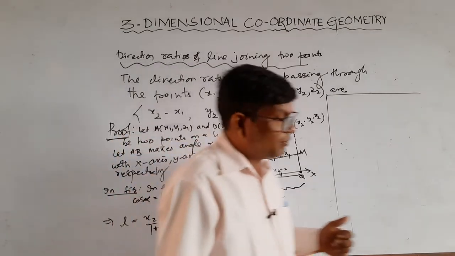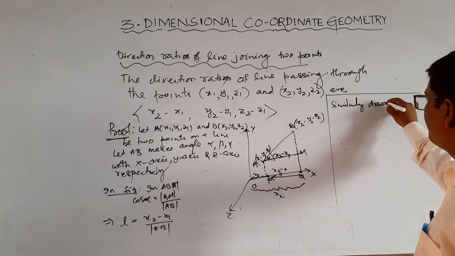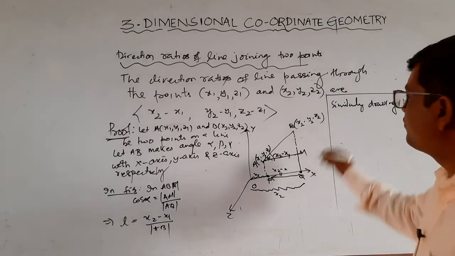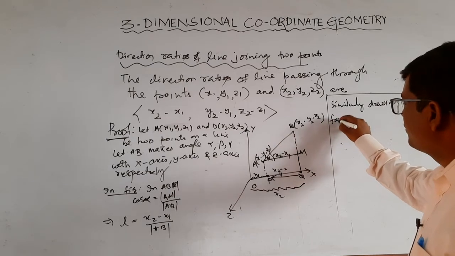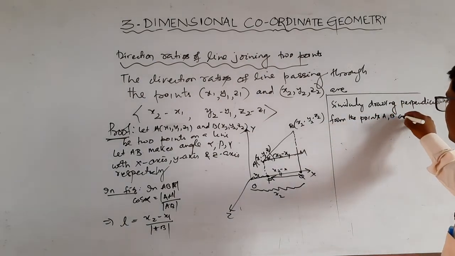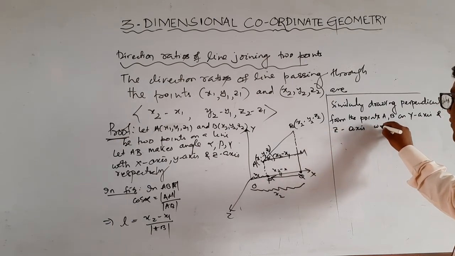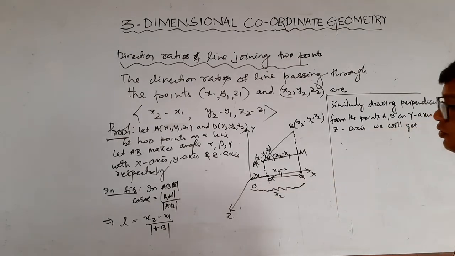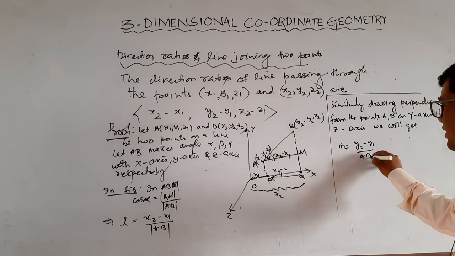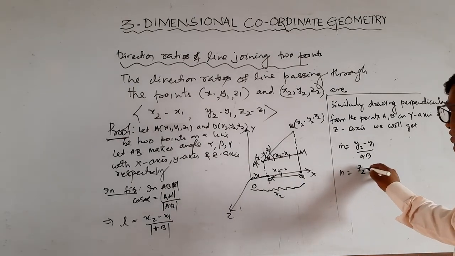Similarly, drawing perpendiculars from the extreme points A, B on the y-axis and z-axis, we will get m is equal to y2 minus y1 by AB, and n is equal to z2 minus z1 by AB distance.